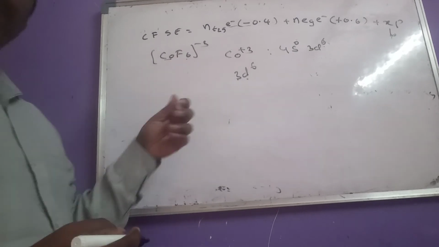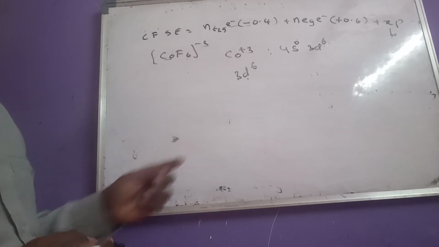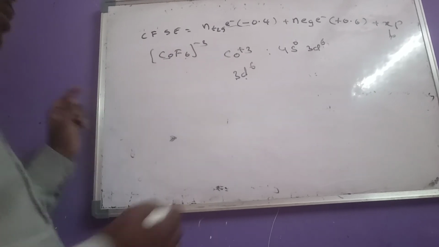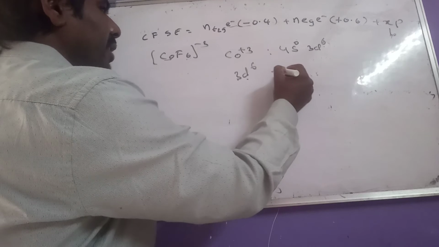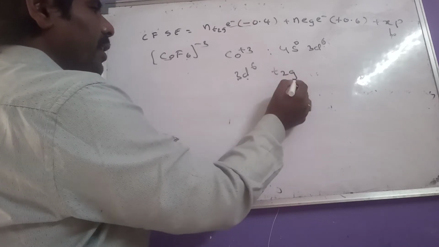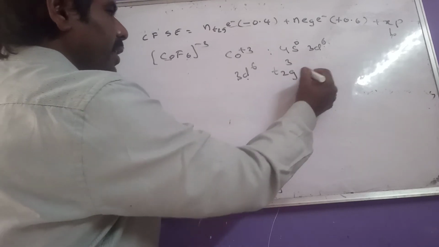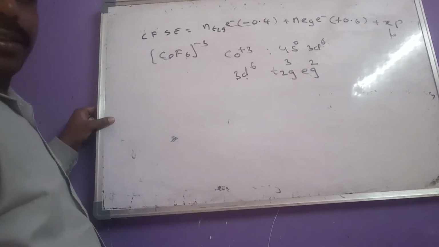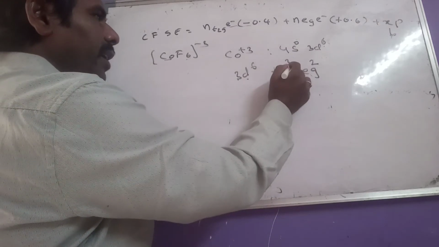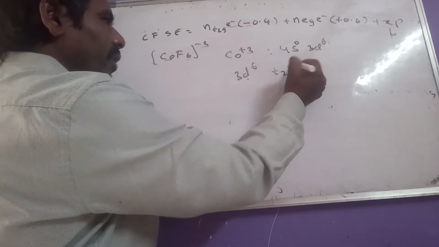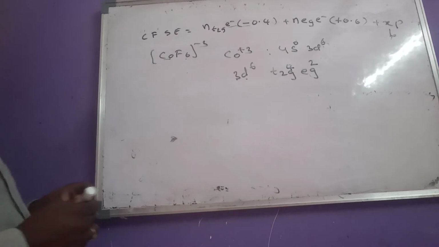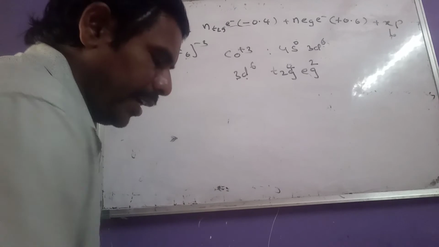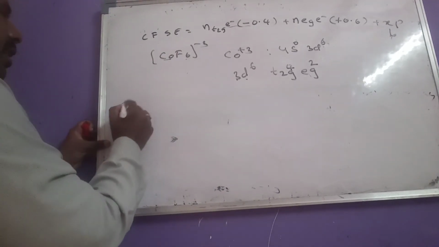And we know that fluorine is a weak field ligand. Weak field ligand means in this case we have to follow Hund's rule. Therefore, what should the configuration be? First we fill 3 electrons in t2g3, then 2 electrons in eg2. Up to now, only 5 electrons have been placed. Now the 6th electron again enters t2g, so the configuration becomes t2g4, eg2.